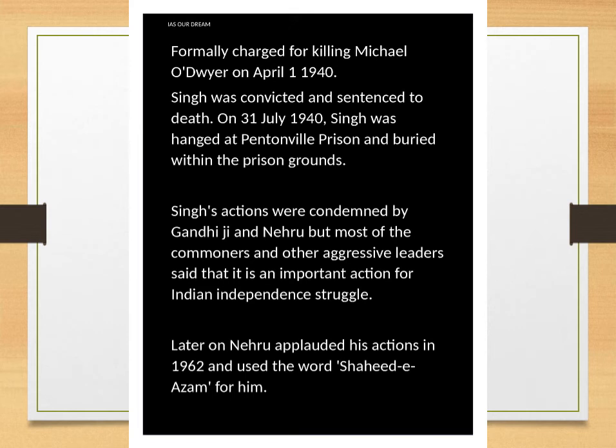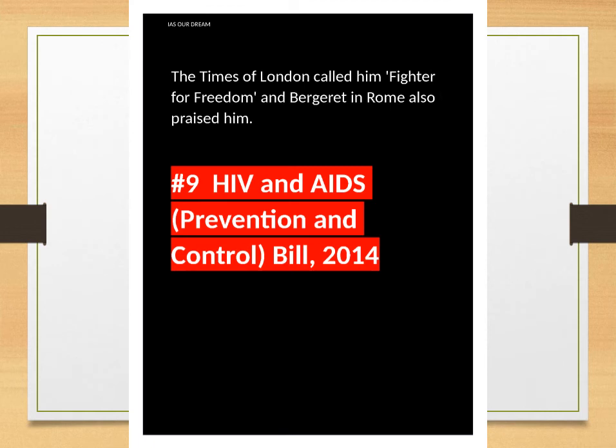Udham Singh's actions were condemned by Gandhiji and Nehru, but most of the commoners and other aggressive leaders said that it was an important action for the Indian independence struggle. Later on, Nehru applauded his actions in 1962 and used the word Shahid-e-Azam for him. The Times of London had called him a fighter for freedom, and the broadcaster in Rome also praised him. So this was basically about Udham Singh.